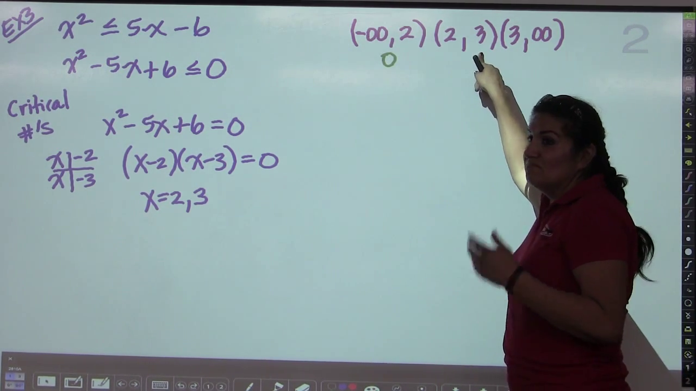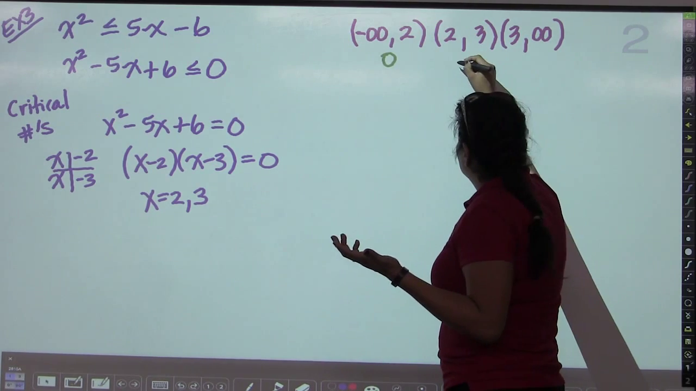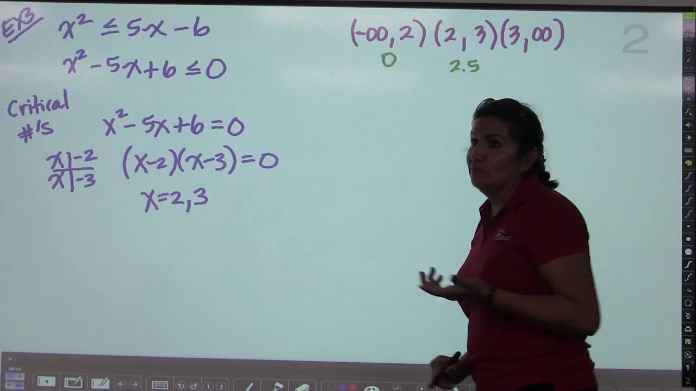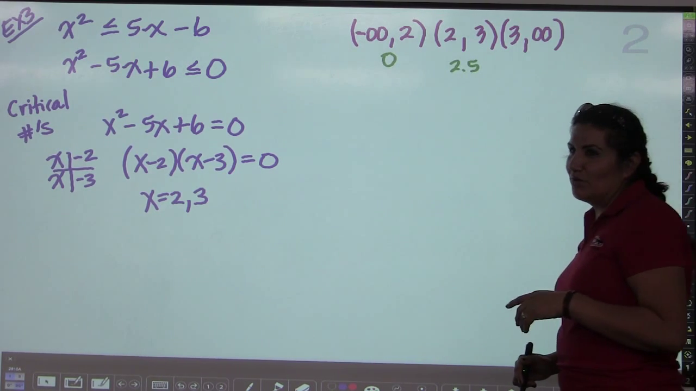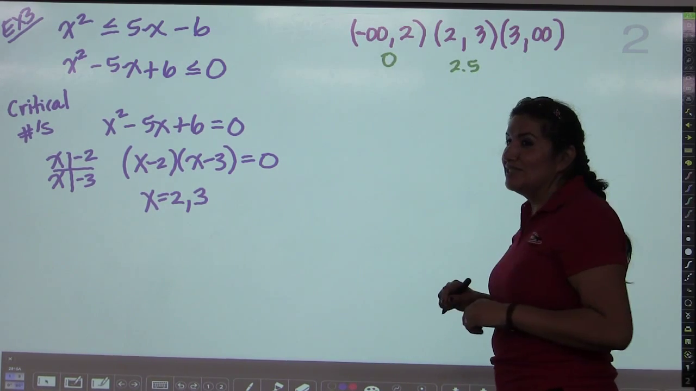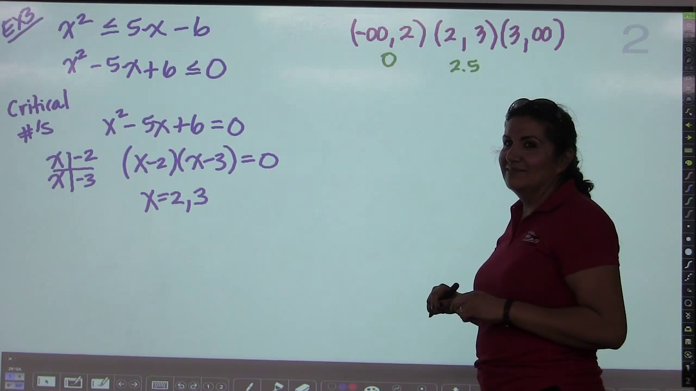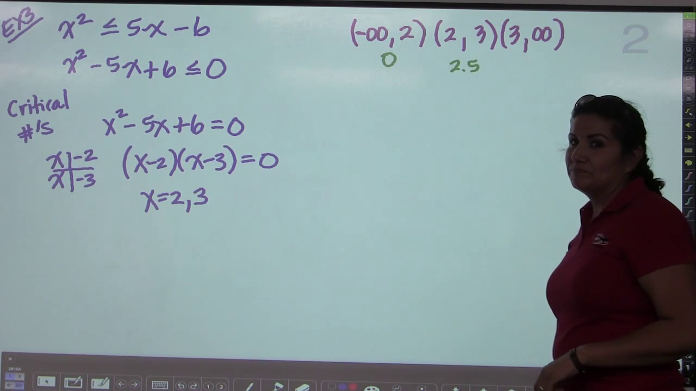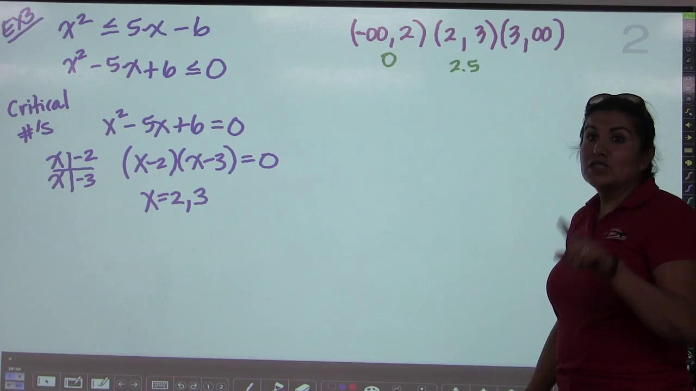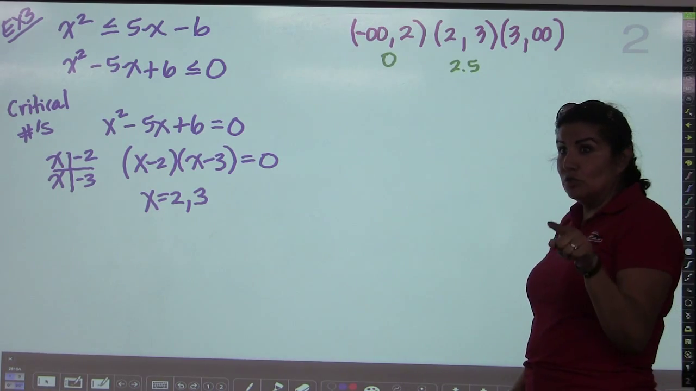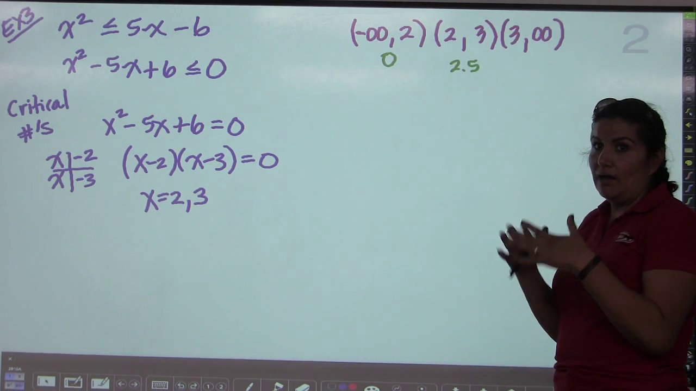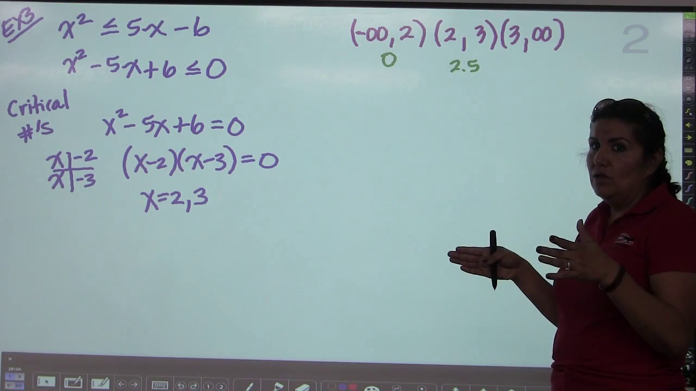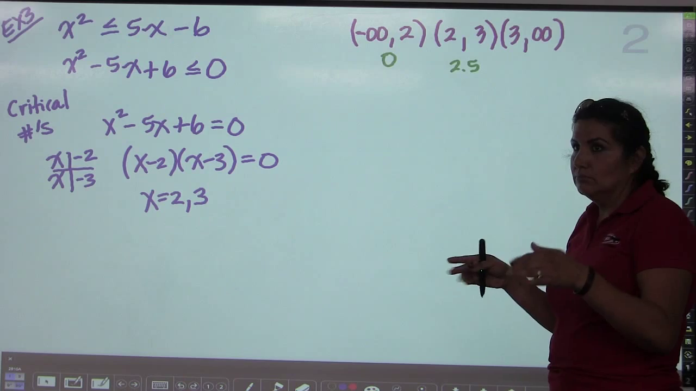Between 2 and 3, 2.5. You could also pick 2.7 if you really wanted to. 2.1, 2.09. But don't get crazy. You would put 2.0009. Yes? Could you pick 2 or 3? No. Because we already know that when x is 2, it equals 0. We want to know what happens in between them, not at the endpoints. We already know at the endpoints it's 0.